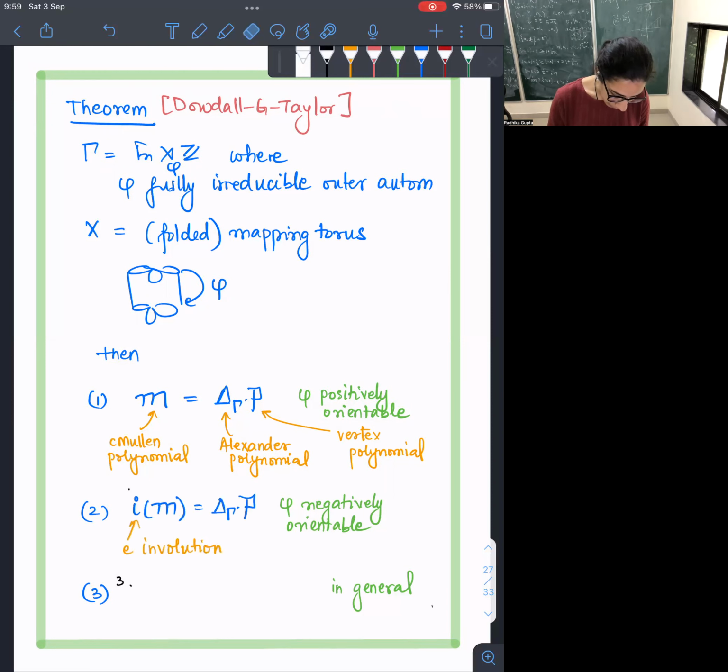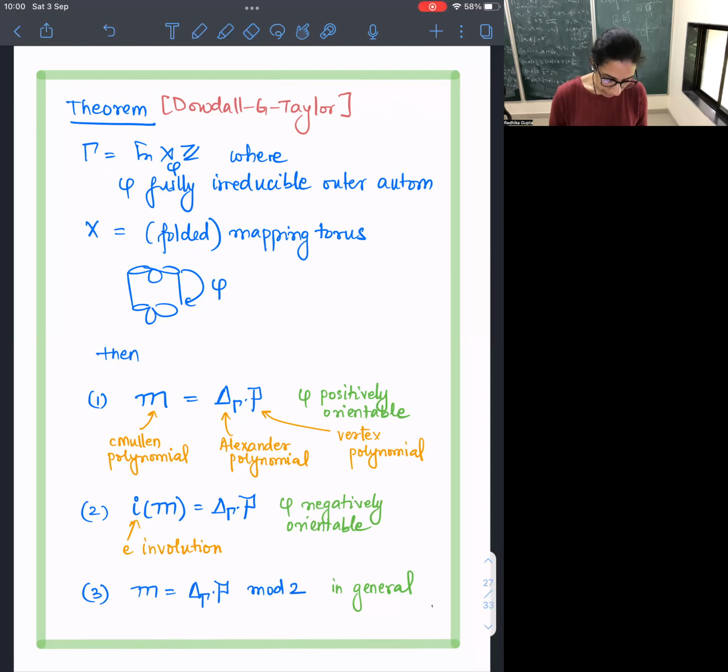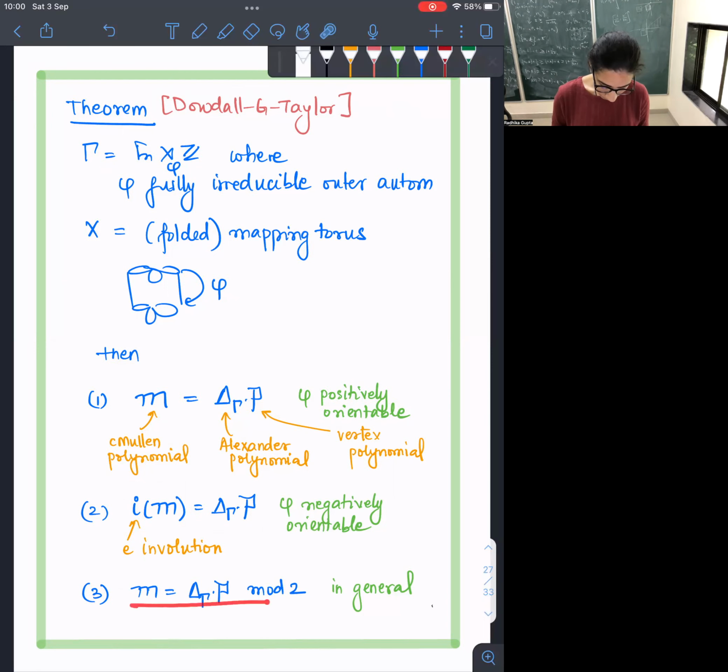When phi is negatively orientable, we have to apply some involution to the McMullen polynomial to get this. But up to that involution, we still get that the Alexander polynomial divides the McMullen polynomial. And in general, when phi is not orientable, we get this result mod 2. So mod 2, this equation still holds.